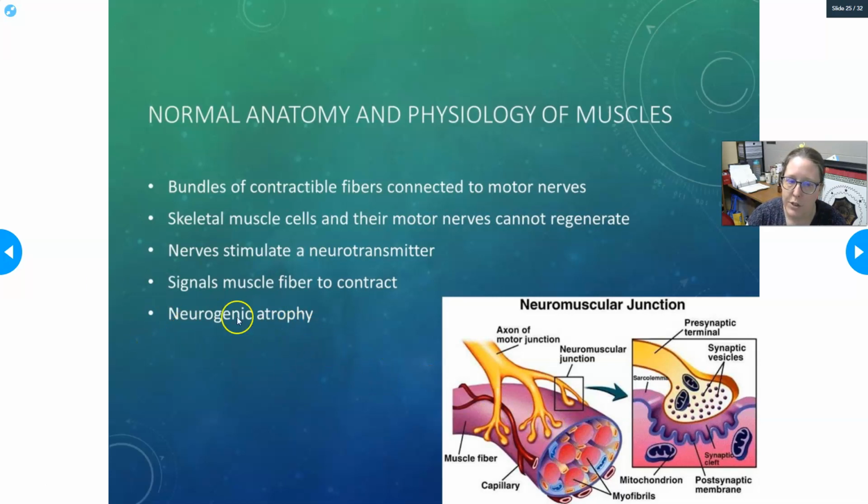So you can get neurogenic atrophy, which means that the muscle fibers will lose myofibrils and get smaller, they'll atrophy, right? That's usually from lack of use or from lack of impulses coming through for it to contract. This can be especially seen in patients that have limited mobility, maybe they're wheelchair bound or bed bound and they're just not using their muscles. Those muscles will atrophy from lack of use.